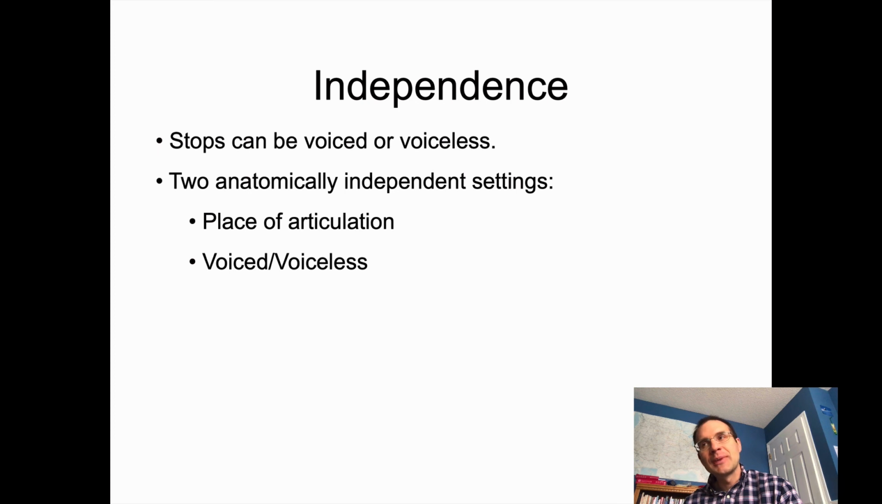But when we also talked about stops, we looked at them in terms of their place of articulation. So independent of whatever you're doing with your vocal folds, down here you can make an alveolar stop by raising your tongue, or you can make a bilabial stop by closing your lips. You can make a velar stop by raising the back of your tongue. That's all place of articulation, and that is independent of what you're doing with your vocal folds, at least in terms of the muscles you need to use to put your articulators in those particular spots.